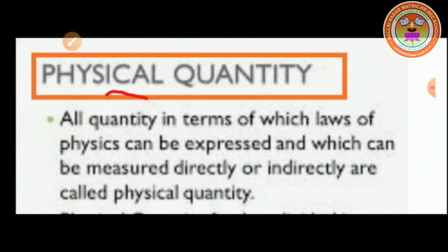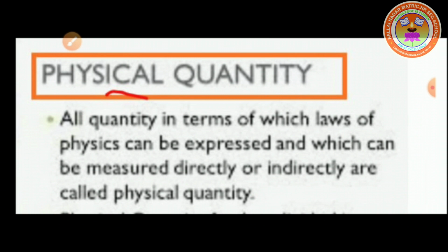So, the next question that comes is: what is a physical quantity? Physical quantities are the quantities in terms of which laws of physics can be expressed and which can be measured directly or indirectly. This is called a physical quantity. For example, let us consider the length of an object.